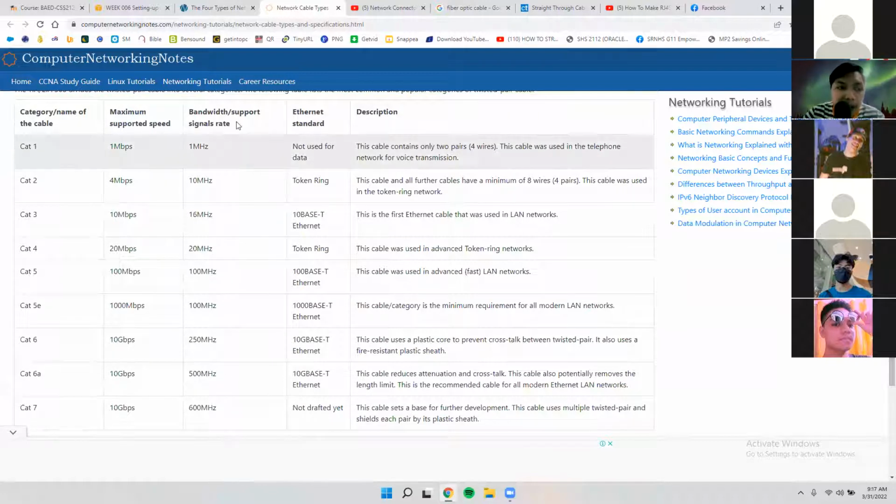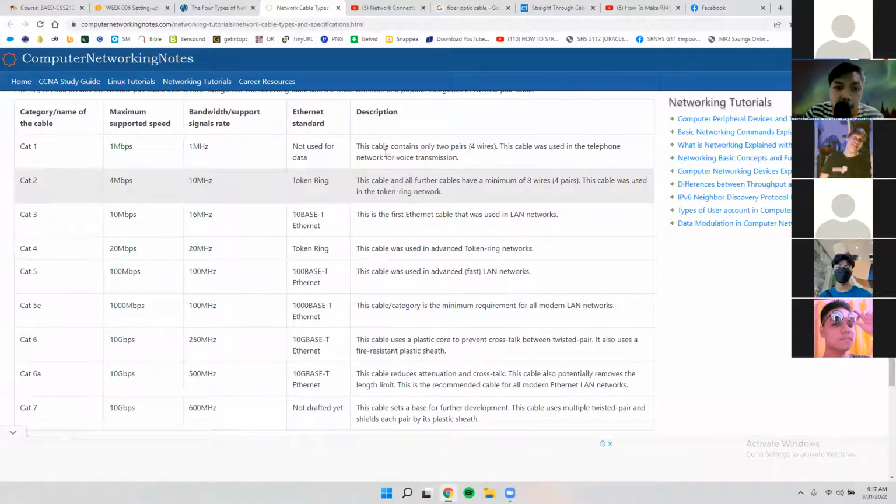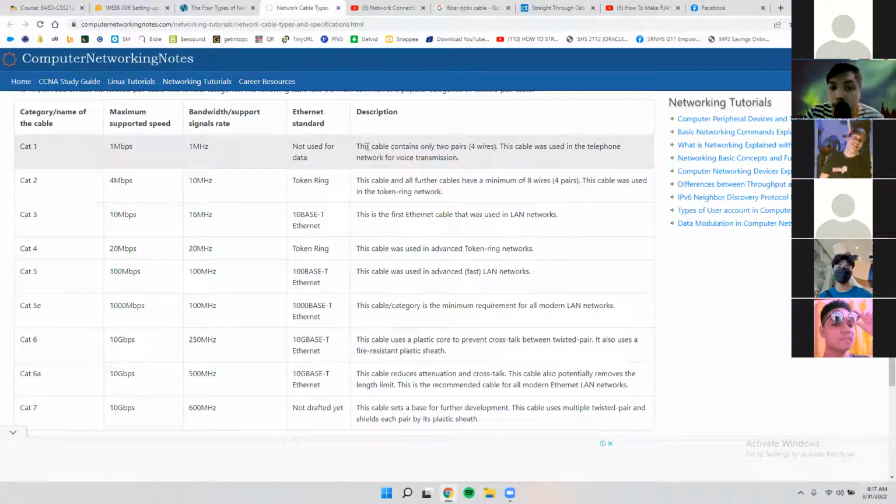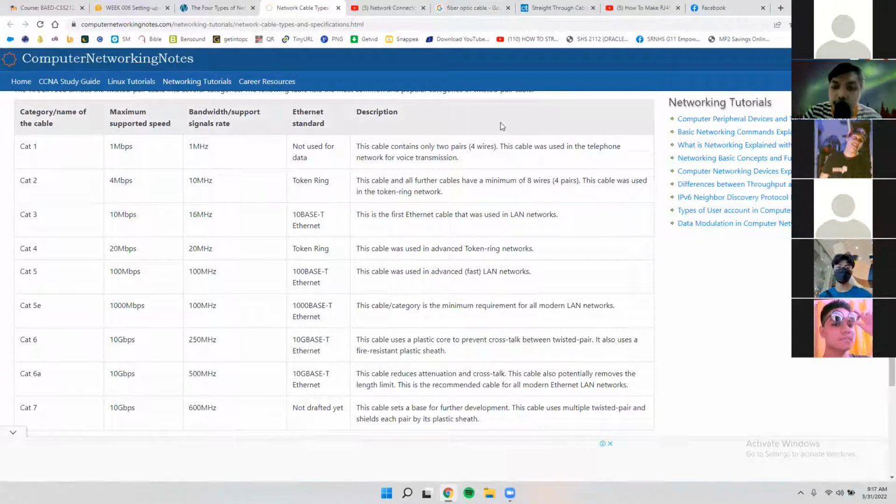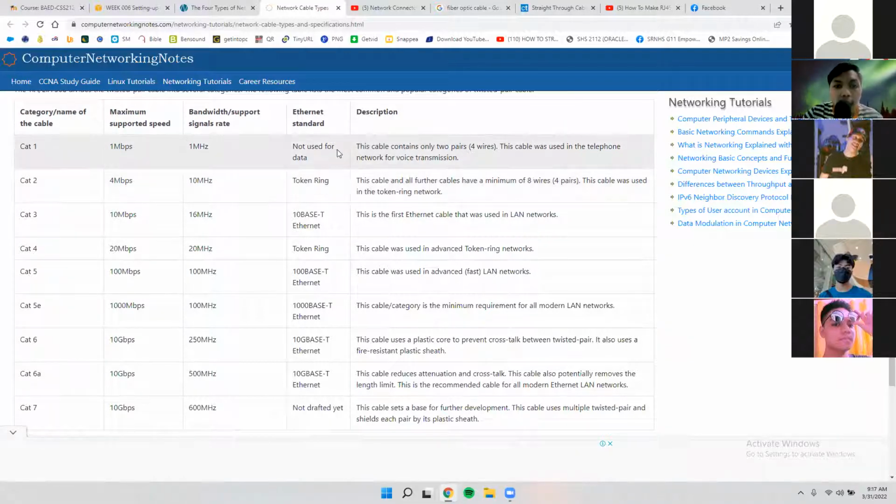So dati, we have the Cat1. Okay? It's only 2 pairs or 4 wires. That's used by the telephone network for voice transmission. Okay? Again, meron pa rin naman tayong telephone wire kasi yun yung ginagamit natin for communication, no? Cat2, yan, may 8 wires with 4 pairs pa din. So lahat sila is used for talking. So Cat1, ito, it's not used for the data transmission but it is used for connection sa telephones. Okay? Meron pa rin. So 4 wires yan.